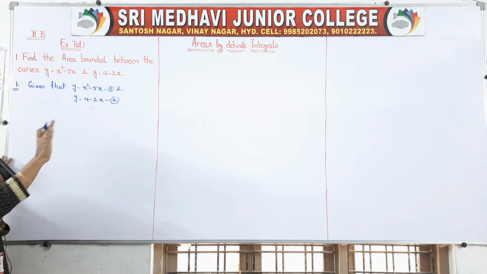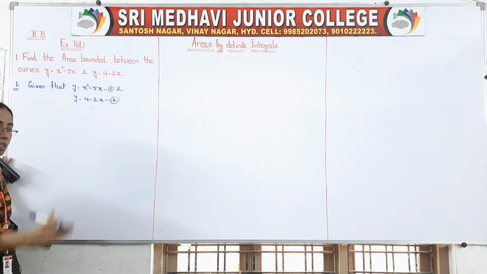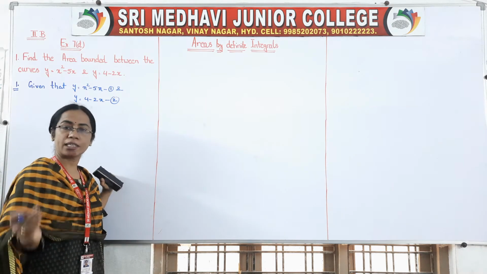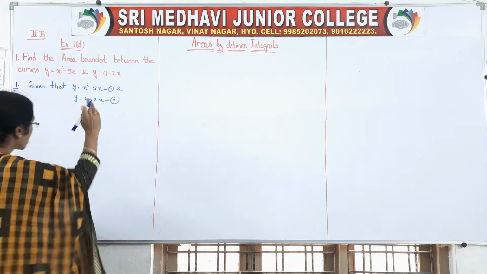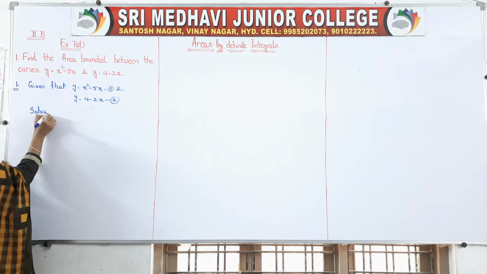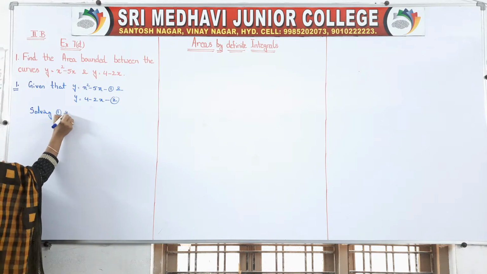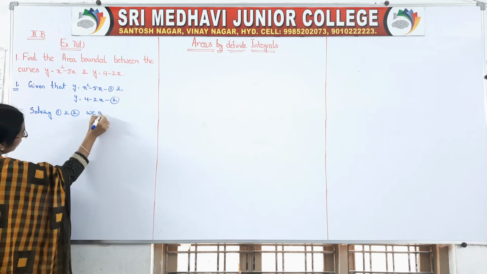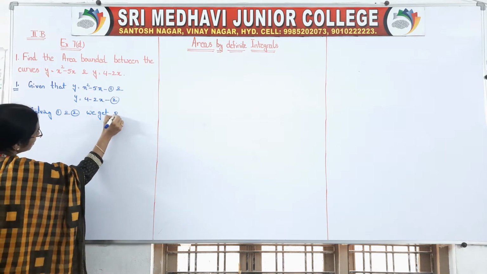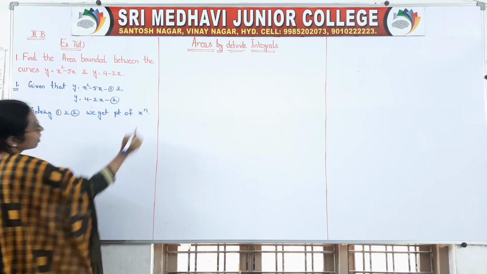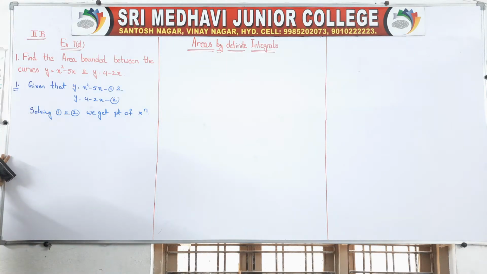First thing is we have to find the point of intersection, so that we can find the area from that point to another point. Okay, so come on, solving equations 1 and 2, we get the point of intersection of the curve and the line.